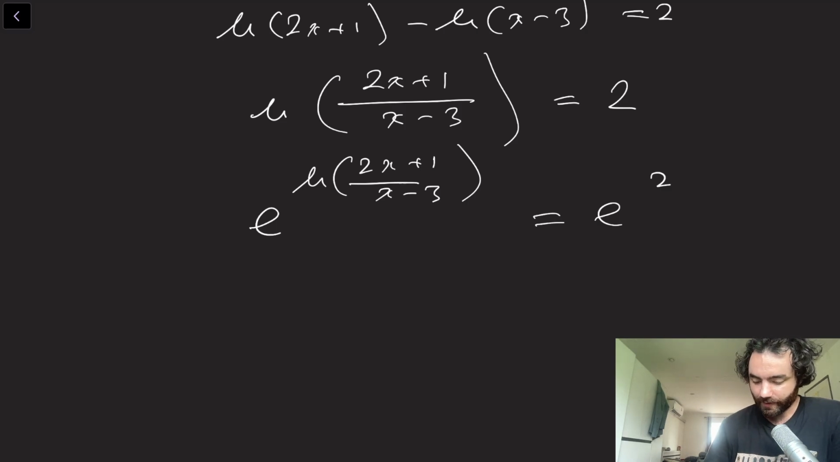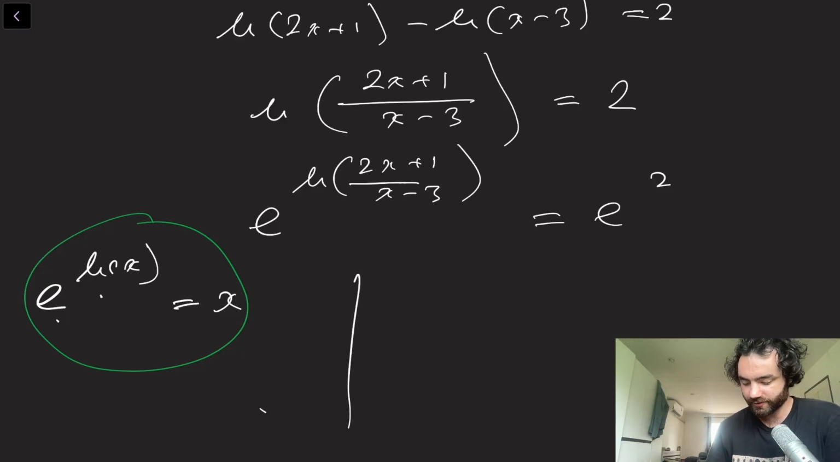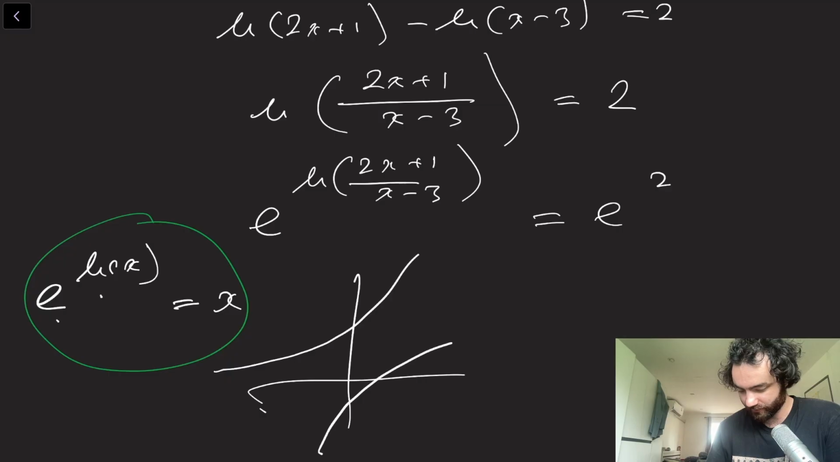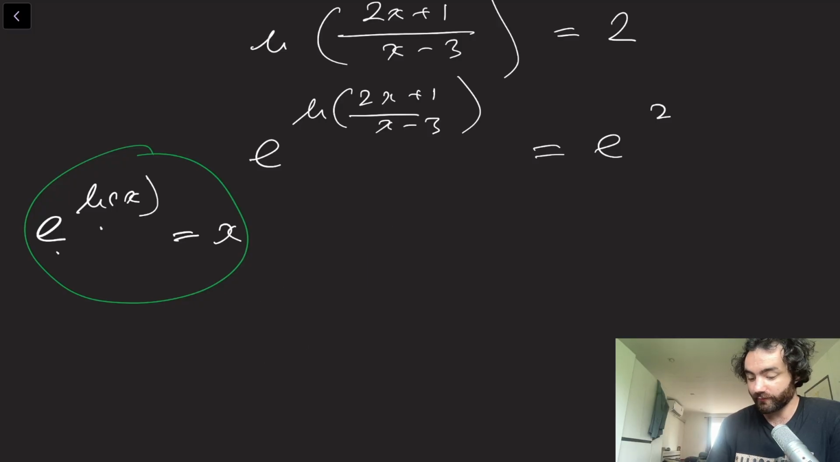And so now e to the ln of x, of anything, is x, because the exponential and the logarithm are inverses of each other. So when they're applied, they kind of cancel each other out. This is also a very important thing to remember. It makes sense if you look at those graphs on the worksheet. This is your y equals x. This is e to the x and ln of x. They're reflected in the y equals x line, because they're the inverse of each other.